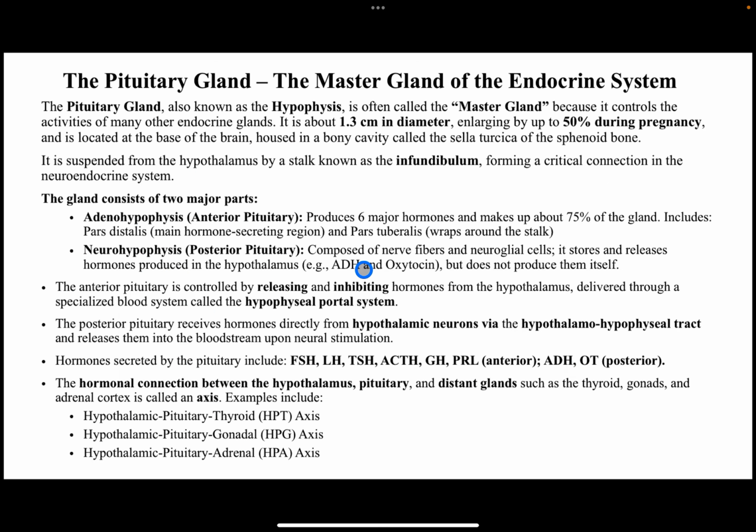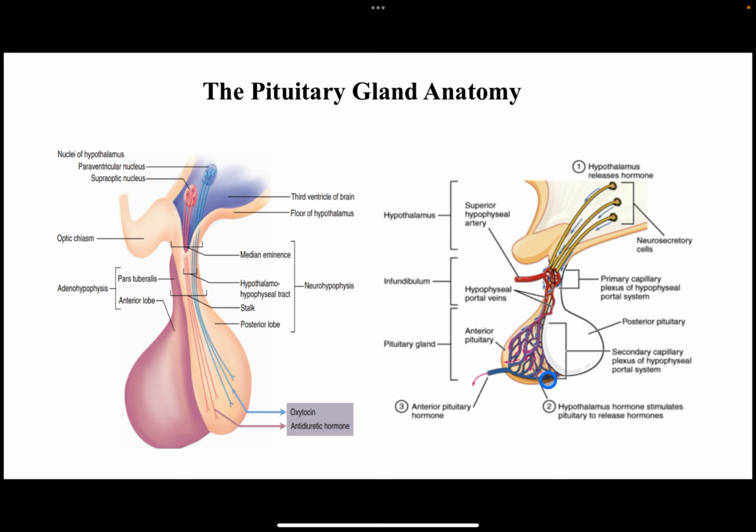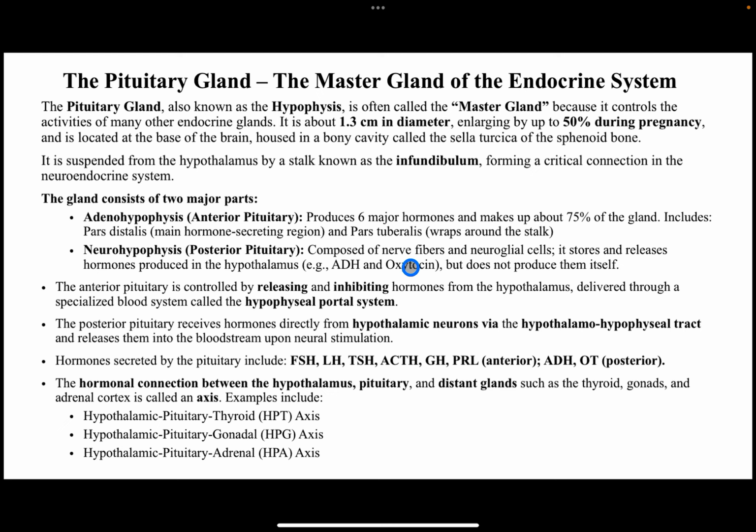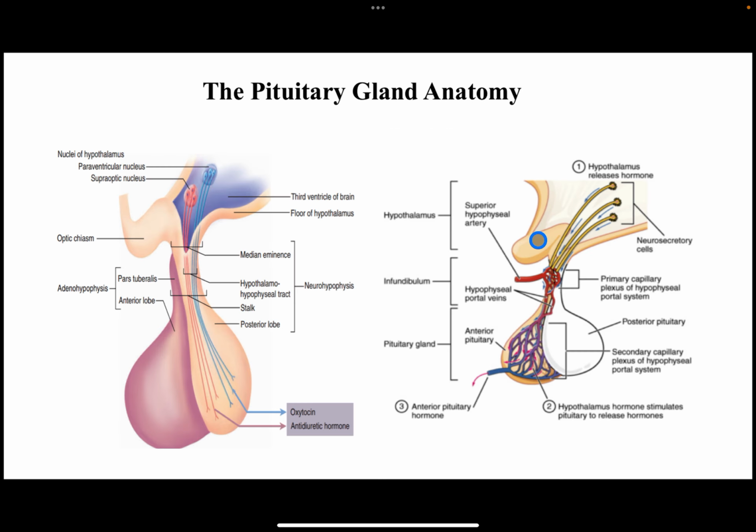So this gland is basically made up of the parts where the hormones are produced. This is the main hormone secreting region, which is this region here. And then the stalk, and the pars tuberalis, which wraps around the stalk. This part is what we call the pars tuberalis. And then the stalk. This part is what we call the stalk.